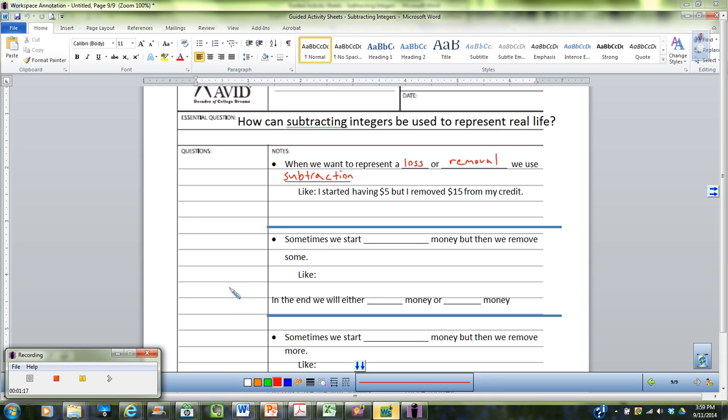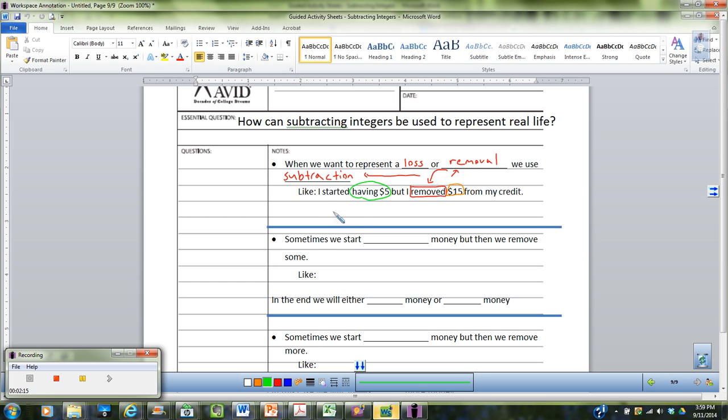So let's highlight our first key piece of information. It says I started having $5. That's a good thing, so we're going to put that in the green. And then it says, but I removed. That's that key word that we see here, removed. Let's go ahead and box that. That's important. And it says remove $15 from my credit. So that's also important. I'm going to use a trapezoid, which is like a triangle with the top cut off. So that's our key piece of information.